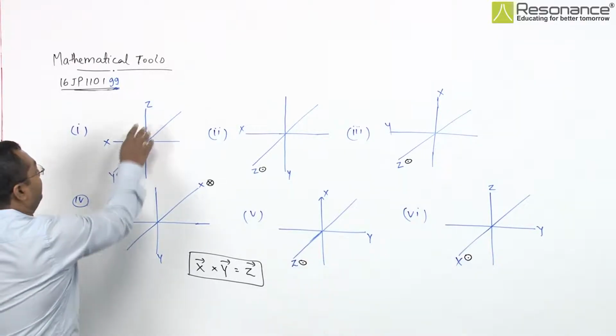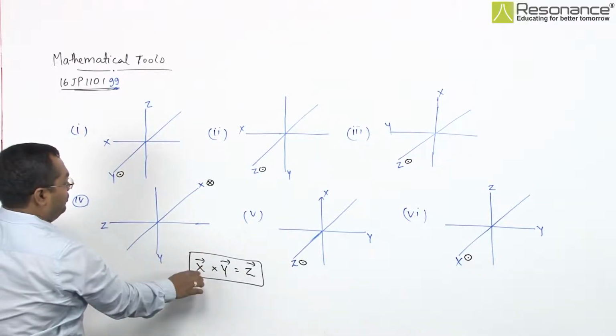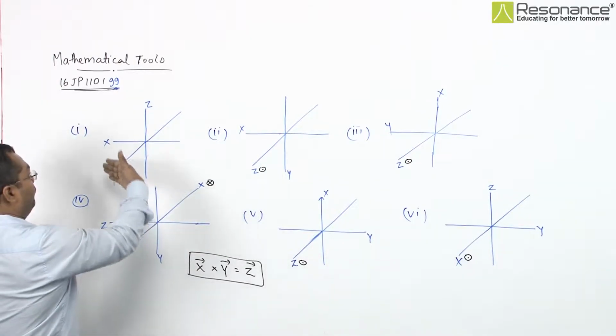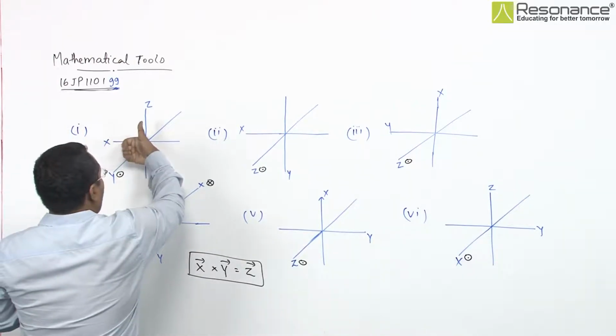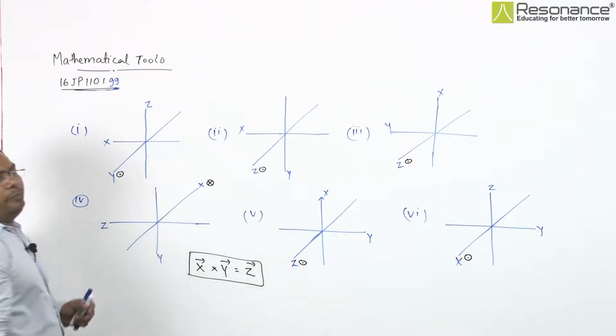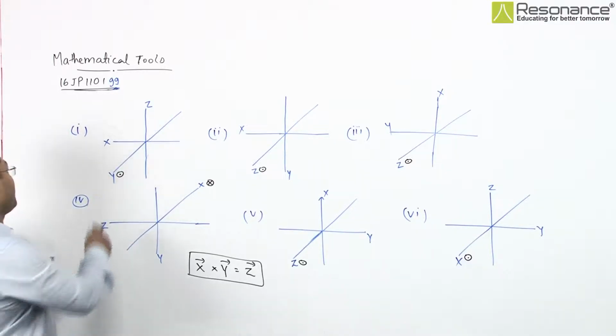You see x, z, y is outward. So when we cross x cross y, we'll simply curl our forefinger from x to y. You see x to y. Our thumb is pointing towards z, which means this representation is correct.